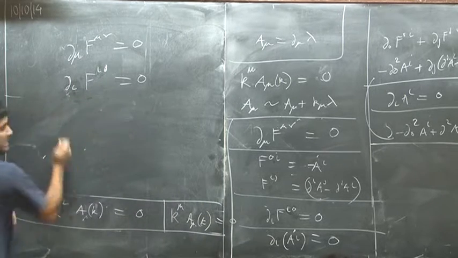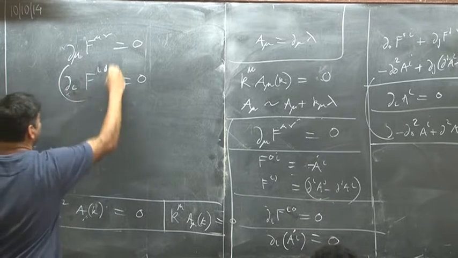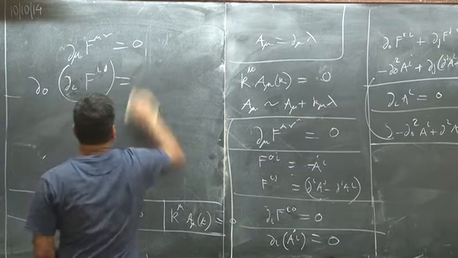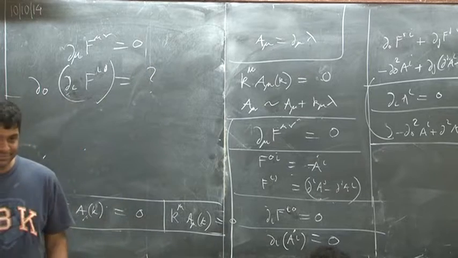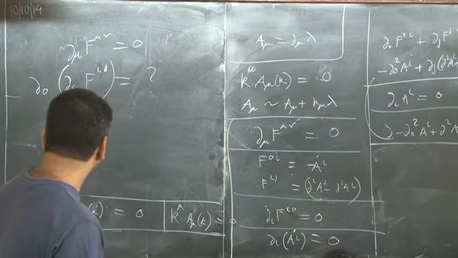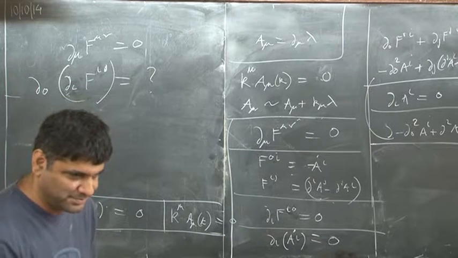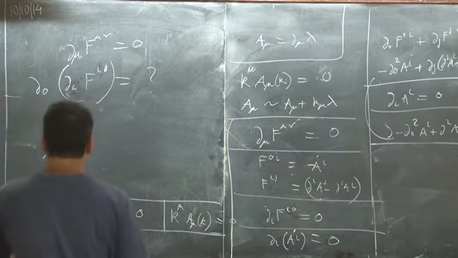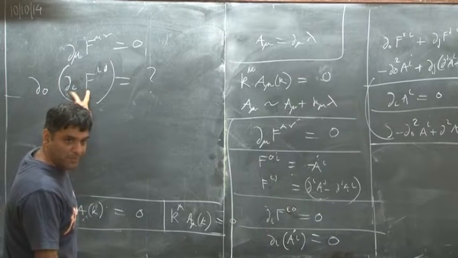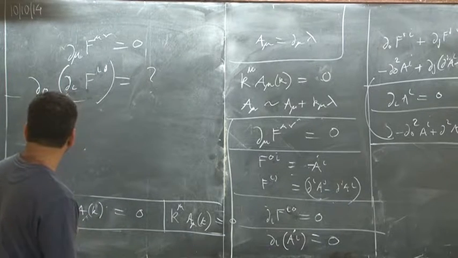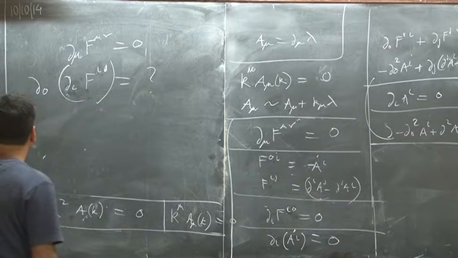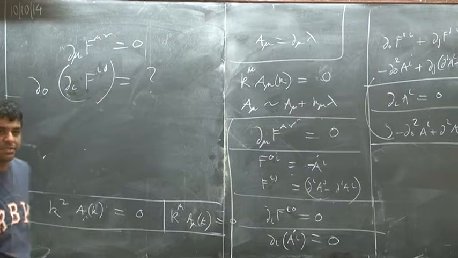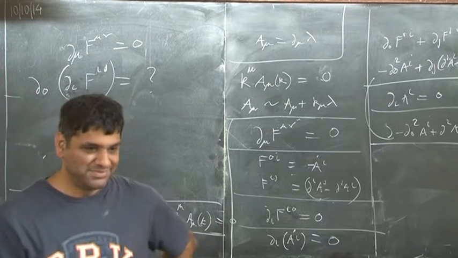So what was the constraint equation? First this. What was the dynamical one? So what we need to check is this, using only the dynamical equations. It's not trivially zero, because we're not going to allow ourselves to use this equation. Symmetry does nothing here.